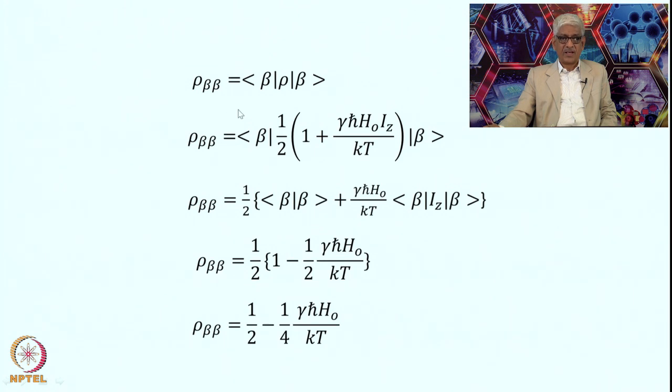Now beta beta will yield some non-zero value, in the same way as alpha alpha yielded. So beta half here gives me half, and gamma h cross h naught by kT beta Iz beta, but Iz beta gives me minus half, and therefore this will be minus half gamma h cross h naught by kT. Therefore this total will be 1 by 2 minus 1 by 4 gamma h cross h naught by kT.